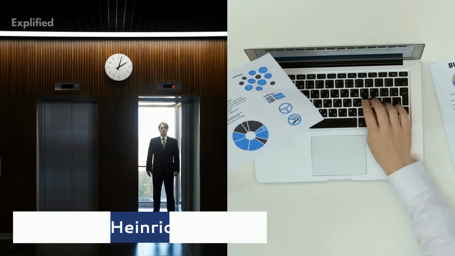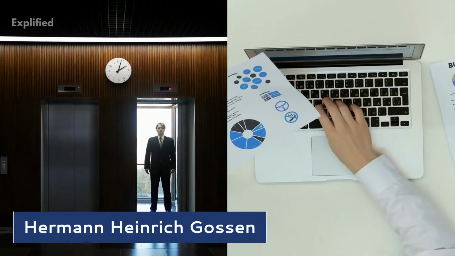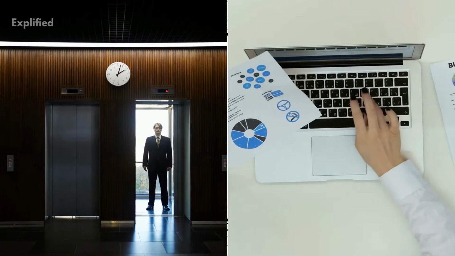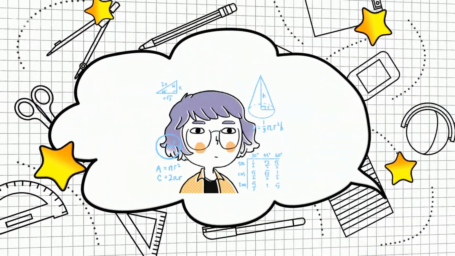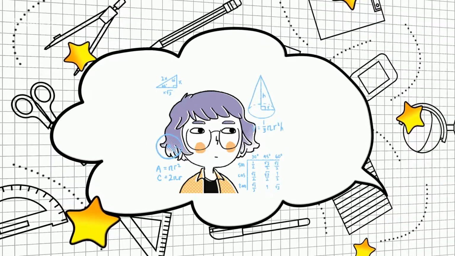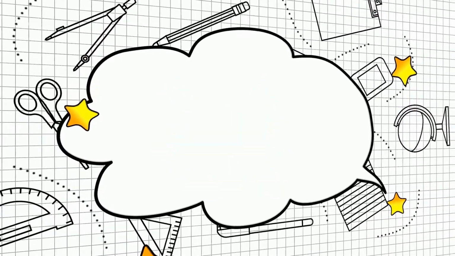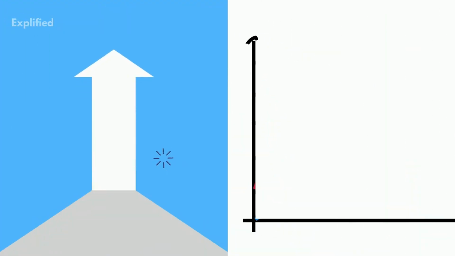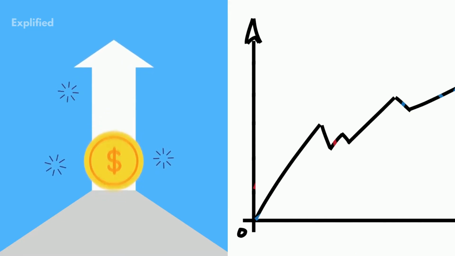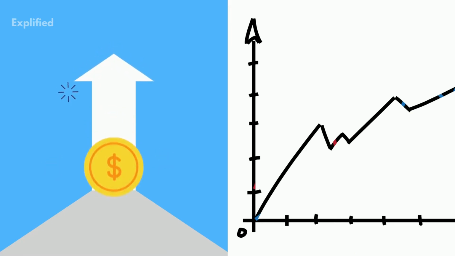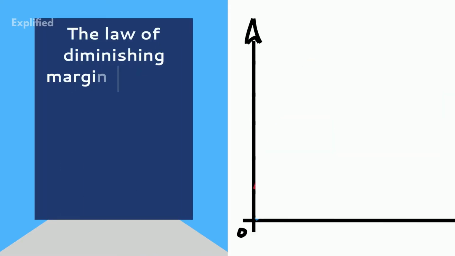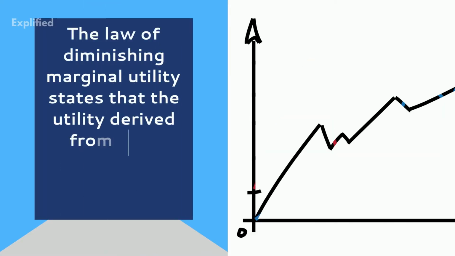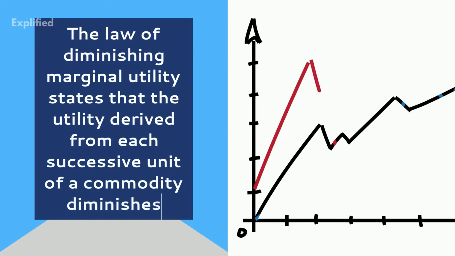The Gossen law was given by Hermann Heinrich Gossen, a German economist, to explain his general observations of human consumption. To support his observations, he proposed two hypotheses which later got converted into a law. Gossen's law is popularly known by the name Law of Diminishing Marginal Utility. The Law of Diminishing Marginal Utility states that the utility derived from each successive unit of a commodity diminishes.